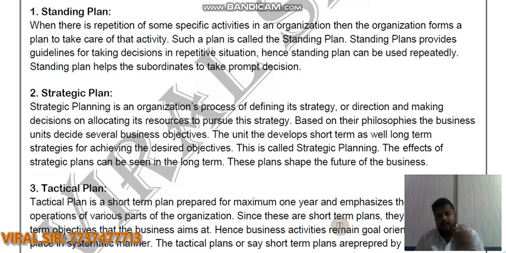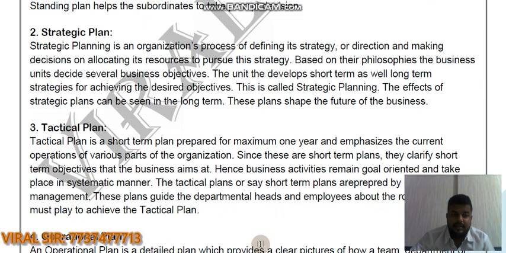So day 1, day 2, day 3, day 35, day 40, day 60, day 80. Is it so? No. What we do, we select a week, Monday to Friday, Monday to Saturday, and we prepare a plan, and then the same timetable is repeated week after week. So that is known as standing plan. Clear?